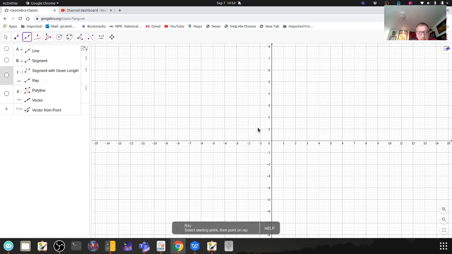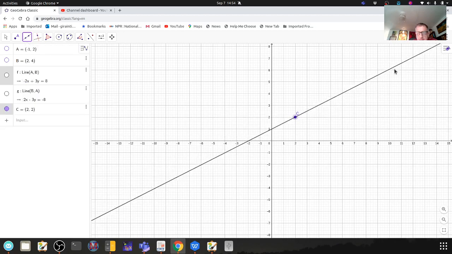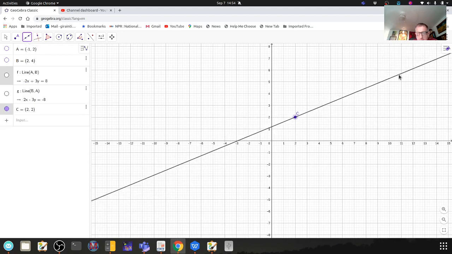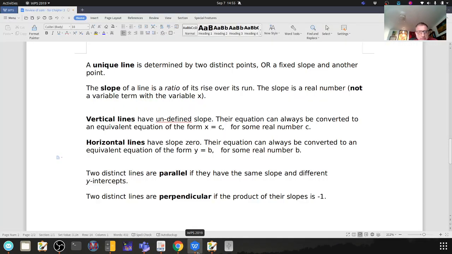if I fix a point and I say the slope, notice every time I move this line I have a different slope. So if I say the slope is fixed, then it cannot move, and I don't have to put that point there, D, but I put it there to lock it in place. I have a distinct line. So the point is, a unique line is determined by two distinct points or a fixed slope and another point.